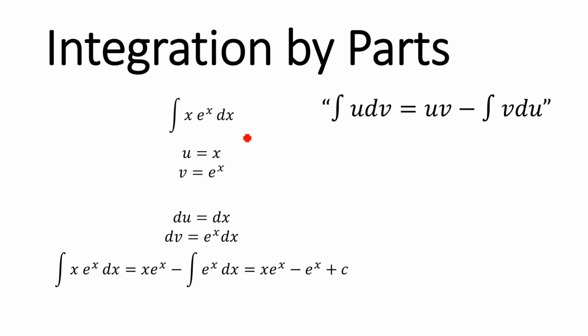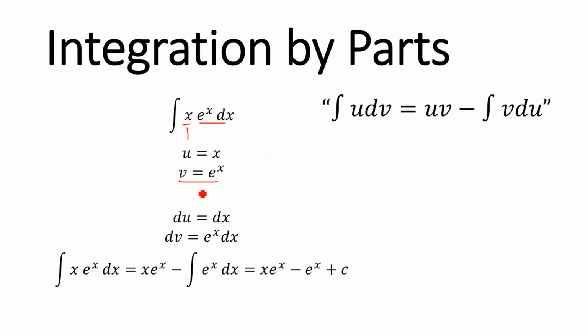Now let's solve this example. For example, we have the function integral of x e power x dx. Now we have to choose which one is u and which one is v in this function. Usually the one which can easily become a constant after differentiation is considered as u, so we can consider x as u, and dv is equal to e power x dx.